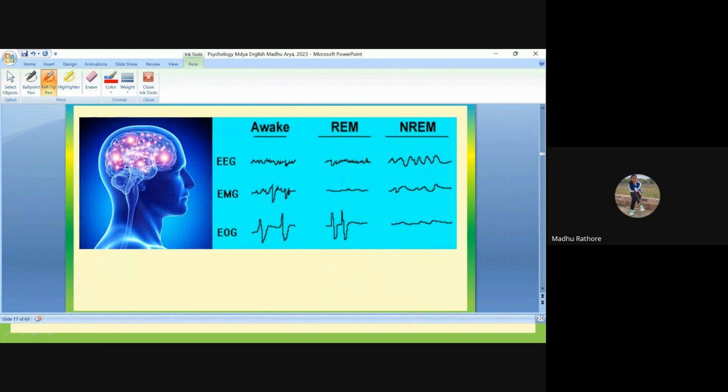And this is simply describing the waves, how EEG, EMG, and EOG are showing. While we are awake, the EEG is showing very small, high-range, fast frequency waves, and in REM sleep also. But in non-REM sleep there is very deep sleep or slow wave sleep, so here we are looking at very slow frequency, very slow ranges. So this is just simple to understand.